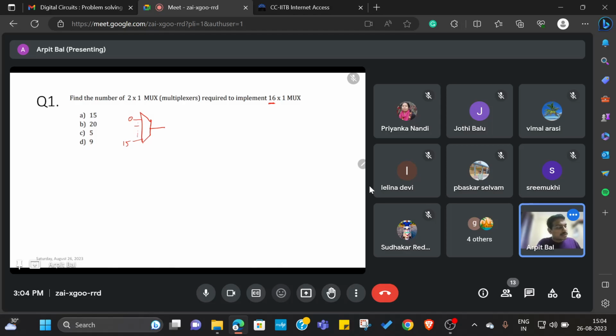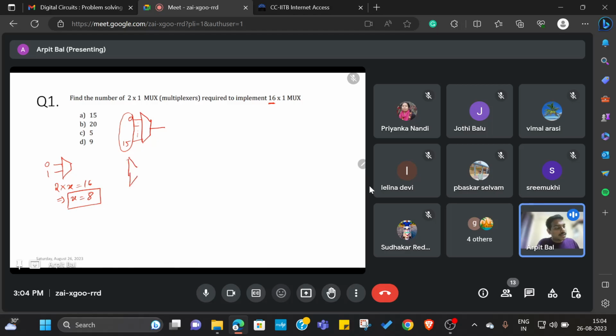Okay, so if we have a total of 16 inputs, then at the input side, how many 2x1 muxes will we need? A 2x1 mux means there will be 2 inputs, right? So how many 2x1 muxes at the input side will be needed to cover 16 possible inputs? It is 2 into x is equal to 16, so it means we will need 8 muxes at the input side.